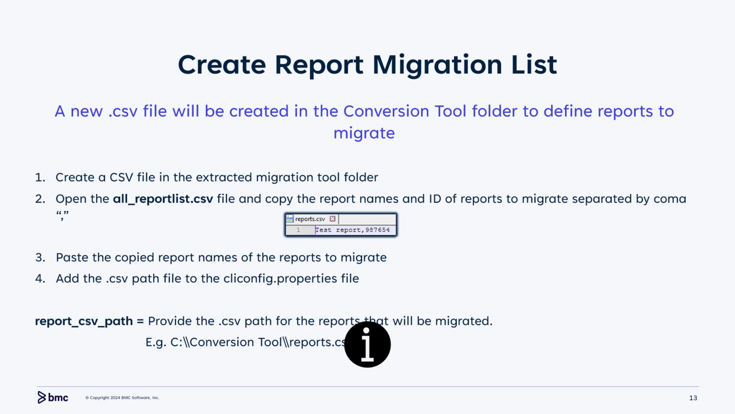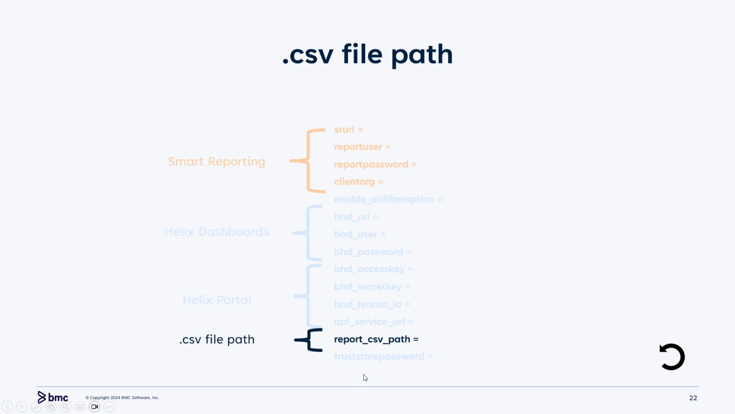It is recommended to migrate no more than 30 reports at a time, as they can severely affect the performance of Smart Reporting and Helix dashboards. As shown in the following structure of the cliconfig.properties file, the parameter where the path to the CSV file is configured is highlighted. Remember that the path must include 2 backslashes between folders.